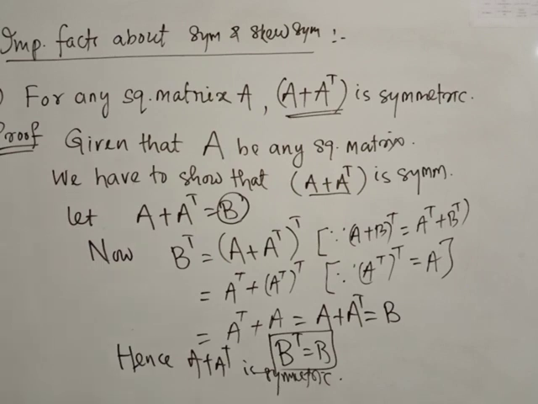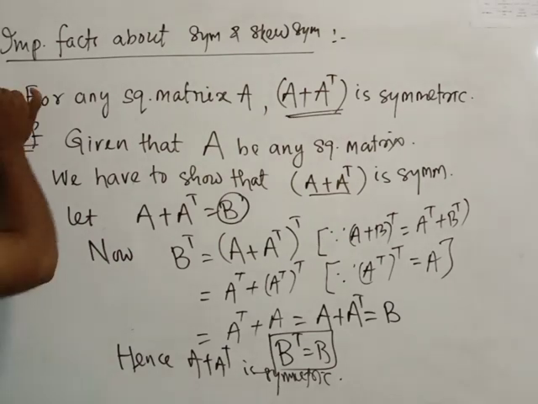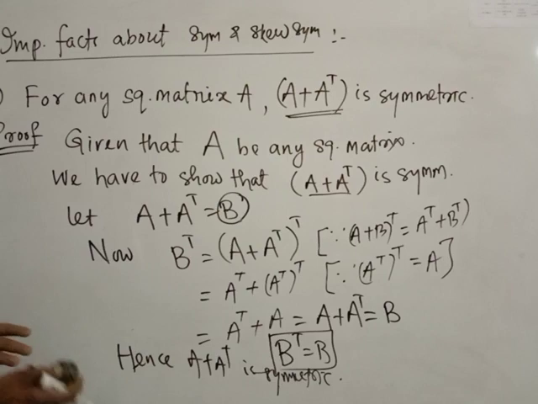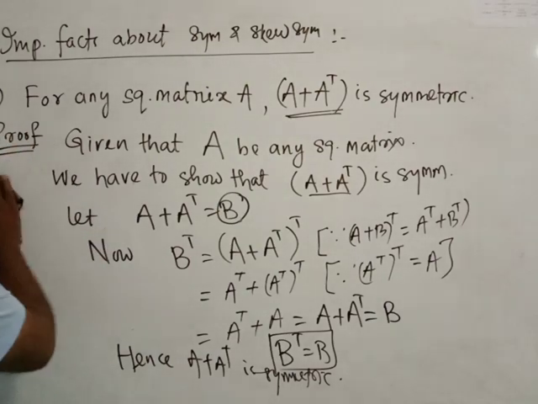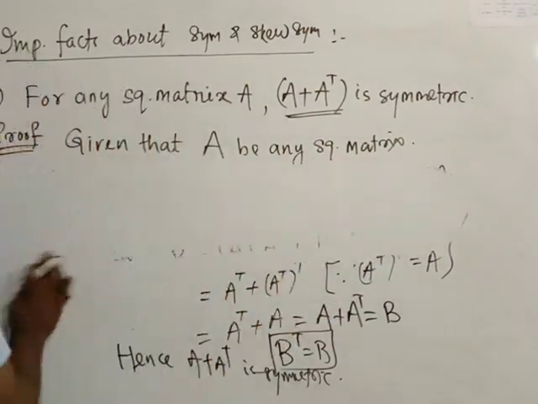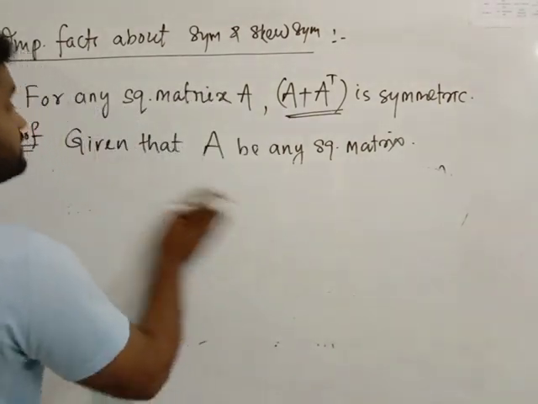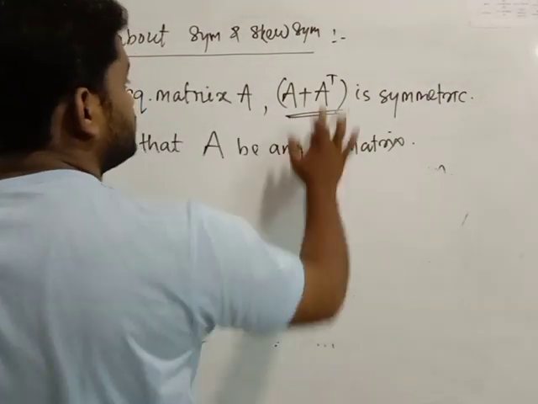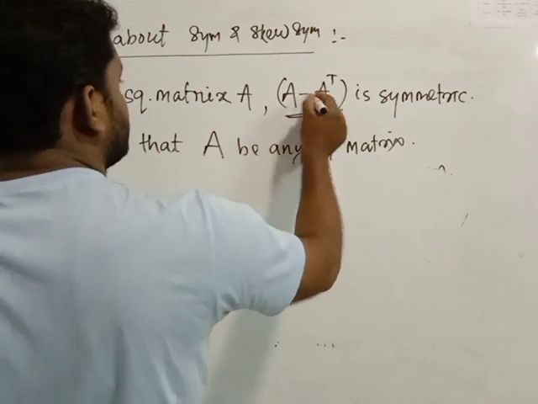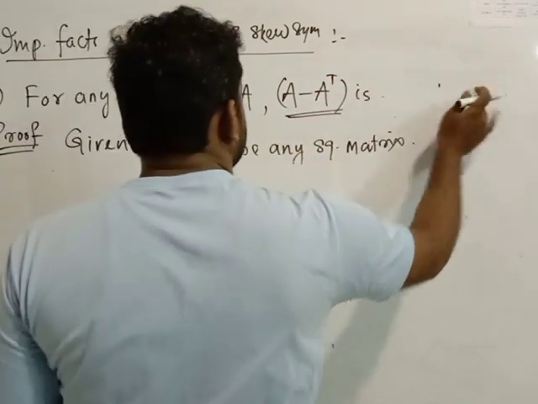Okay, similarly the next one: for any square matrix A, A minus A transpose is skew symmetric.